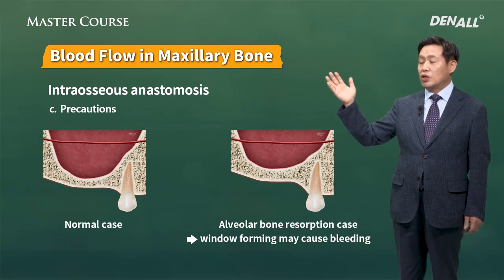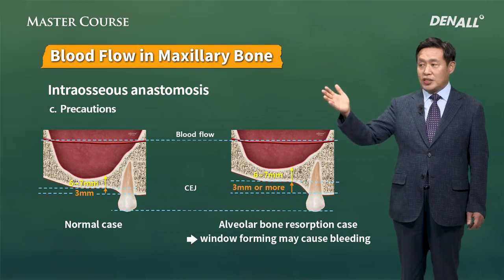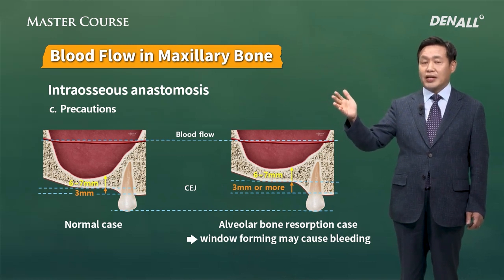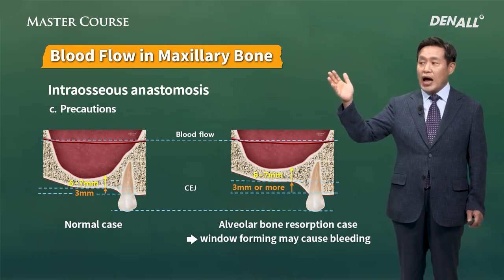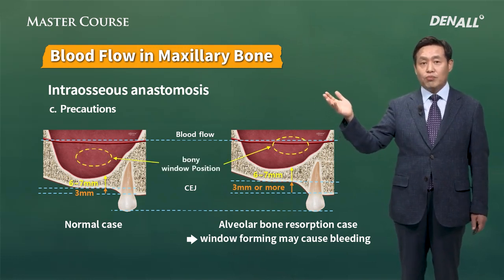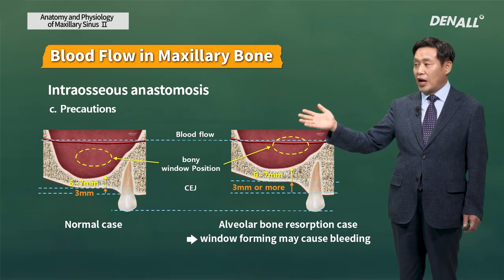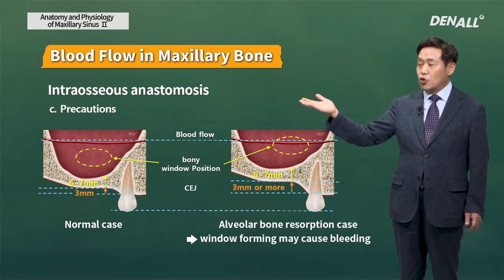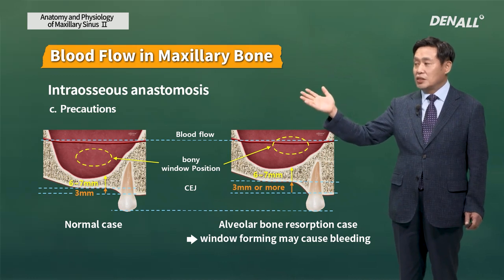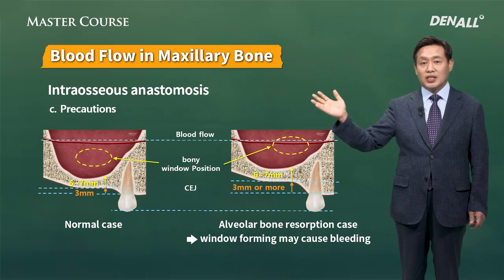As the intraosseous anastomosis is about 19 millimeters high, if there is not much alveolar bone resorption, the window can be created below the anastomosis. No problem in the surgery. But on the right, if there is alveolar bone resorption, the window forming may cause bleeding because the blood vessel goes through it.